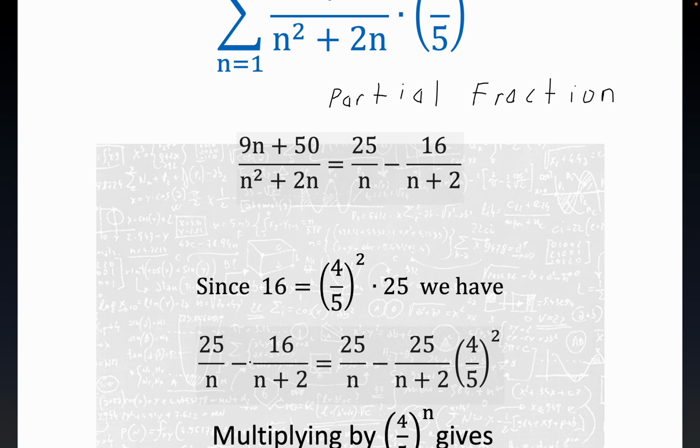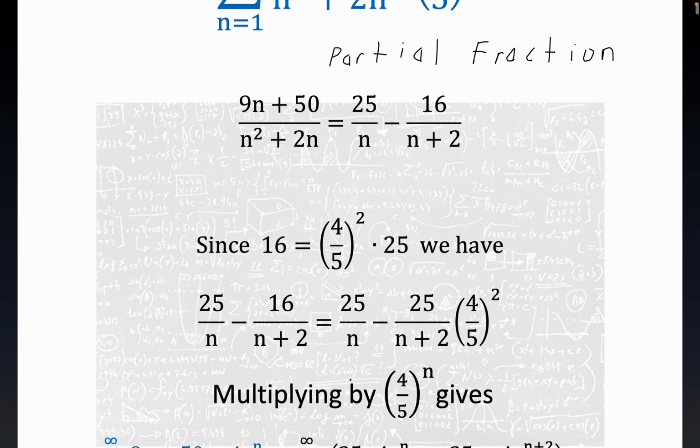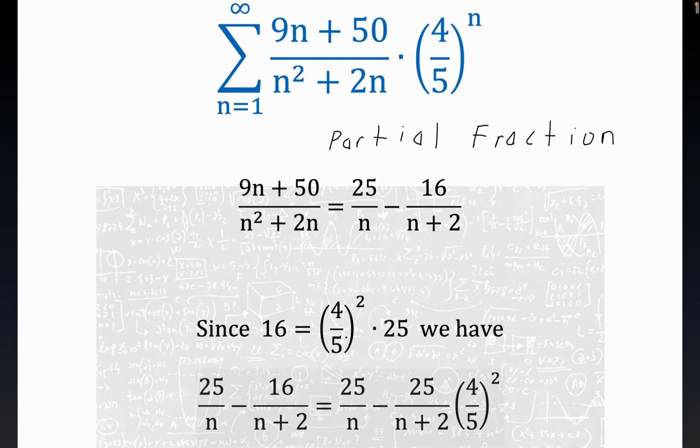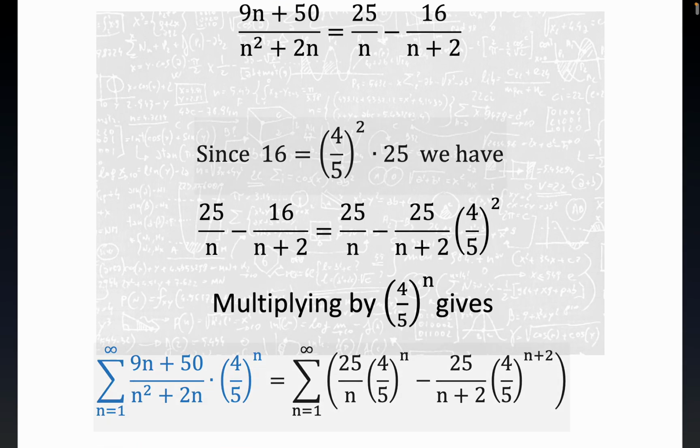Now remember, this partial fraction decomposition is equal to the original summand up here. So now we want to make it look like the original problem. We multiply through by 4/5 raised to the nth power, and we get this. Here's your original, and this is what happens when you multiply the partial fraction decomposition by 4/5 raised to the n. Notice that it increments this. This was already 4/5 squared, so if you multiply by 4/5 to the n, you have 4/5 to the n plus 2.